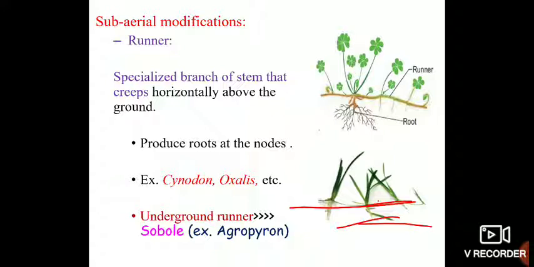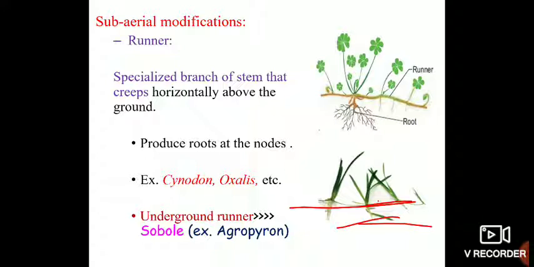Hello my dear students, today we are going to deal with another set of stem modifications which are known as subaerial modifications, because these plants grow very close to the surface of soil. That is why they are known as subaerial. These plants are not completely aerial, they are subaerial.